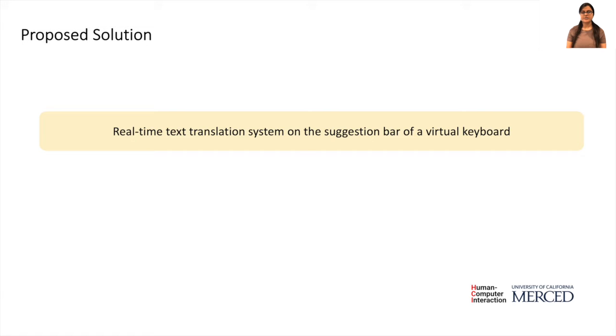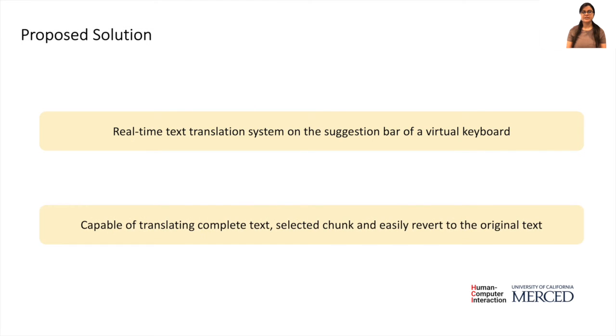For faster text translation and to enable multilingual and polyglot textual conversation on mobile devices, we developed a real-time translation method that sits on the suggestion bar of a virtual keyboard. Unlike existing methods, it works on both the current input sequence and the existing text. Besides, this method can translate the complete or a selected chunk of a text and includes convenient undo options. In the following few slides, I will demonstrate the key features of the translation method.